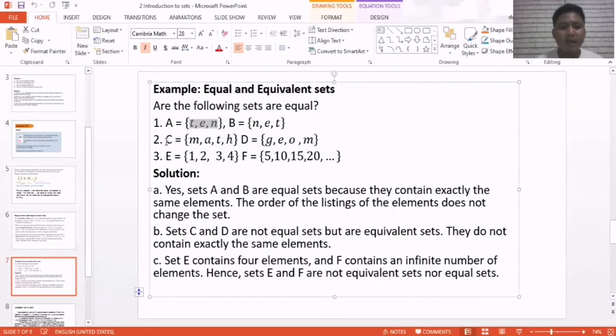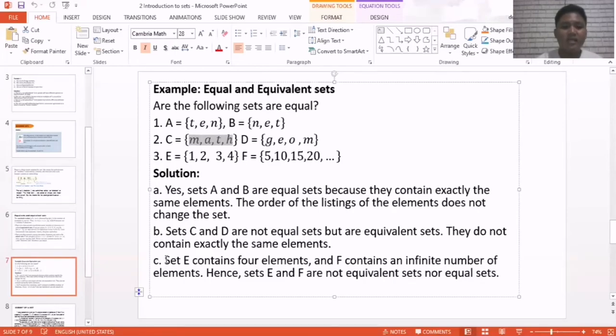For letter B naman, set C, the members or the elements are M, A, T, H. For set D, we have G, E, O, M. So dito, sets C and D are not equal sets, but are equivalent sets because ilan yung number of elements dito? 4 din dito. So, equivalent sets lang siya, pero hindi siya equal sets. They do not contain exactly the same elements.